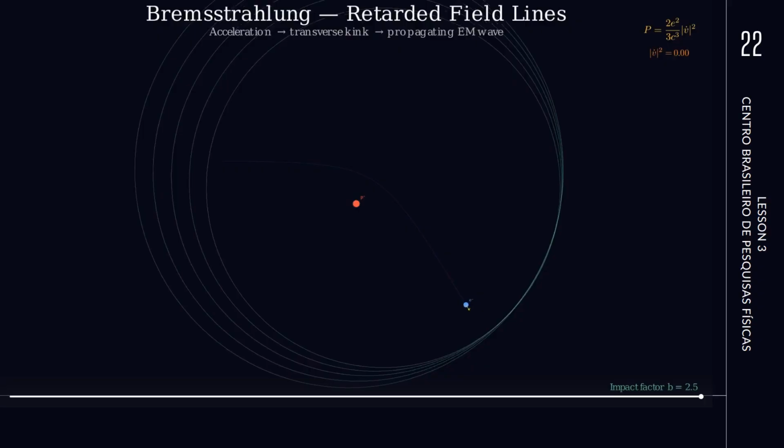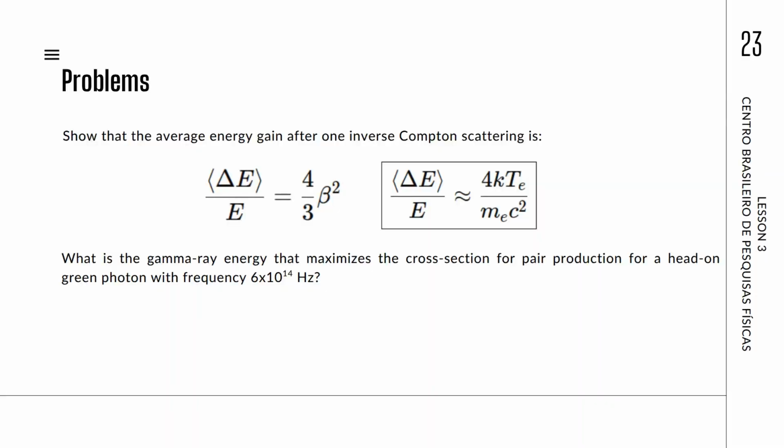And for today, this is the list of problems. So show that the average energy gain after one inverse Compton scatter is this. You may remember the asterisk I put there in the slide. And this will be very interesting.